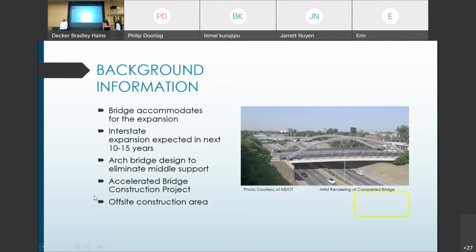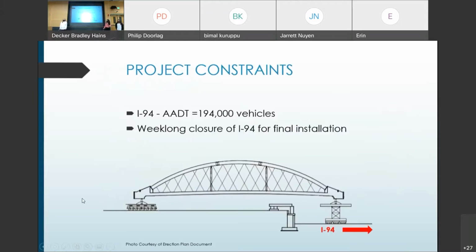The current daily traffic of the I-94 is 194,000 vehicles per day. This is a constraint because during the final installation process, there will be a week-long closure of the I-94.